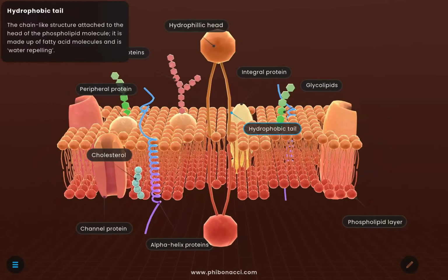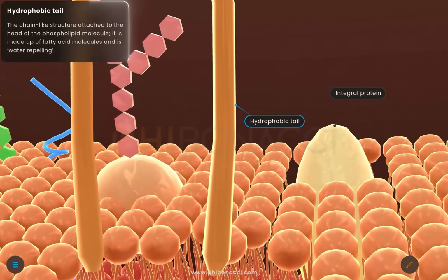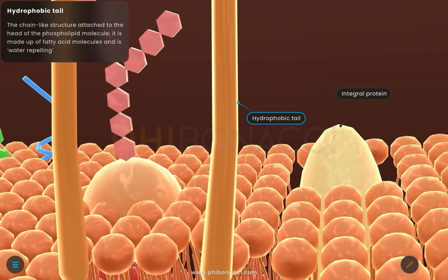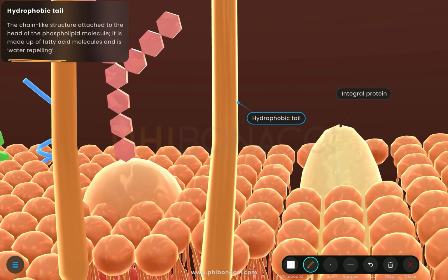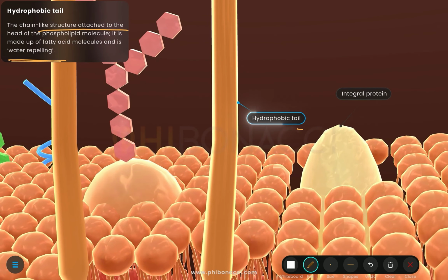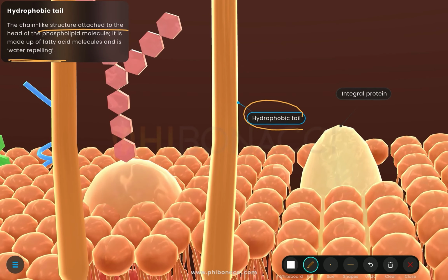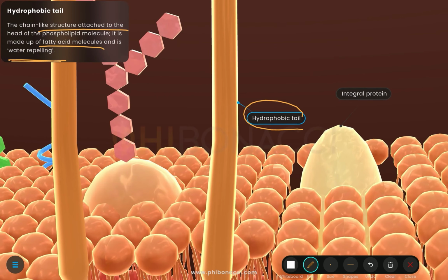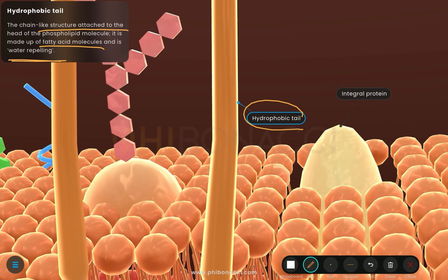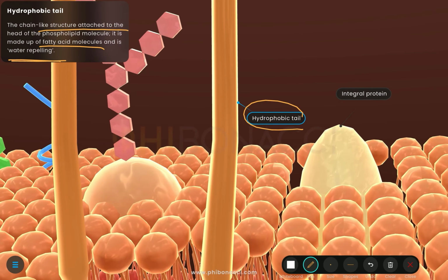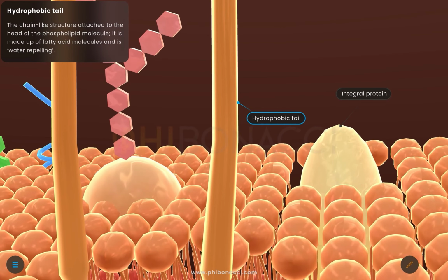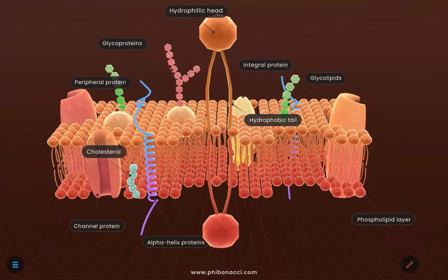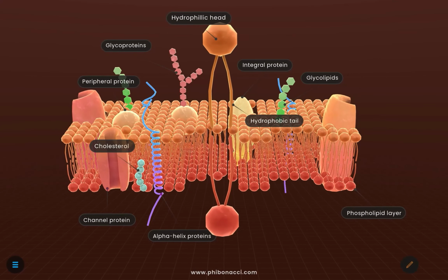Now hydrophobic, phobia means fear. So hydrophobic tail means it is something which doesn't have affinity for water. It is water repelling. It is this chain-like structure, as you can see here. This is the tail, and it is made up of fatty acid molecules. Obviously fat has a repellent quality towards water, so that's why it is water repelling. So that is the hydrophobic tail of the phospholipid molecule. These phospholipid molecules make up the phospholipid bilayer of the cell membrane, right?